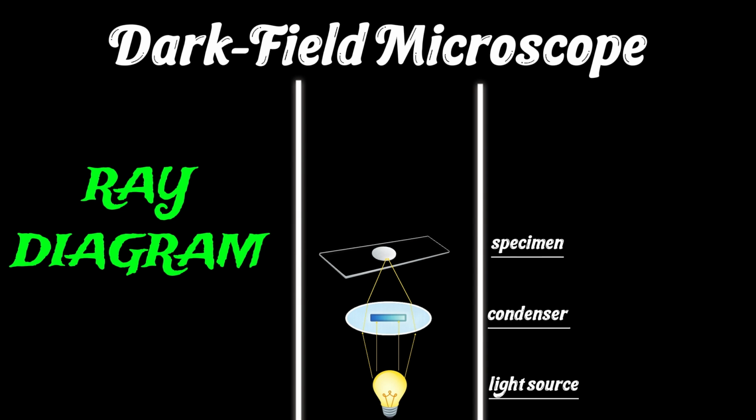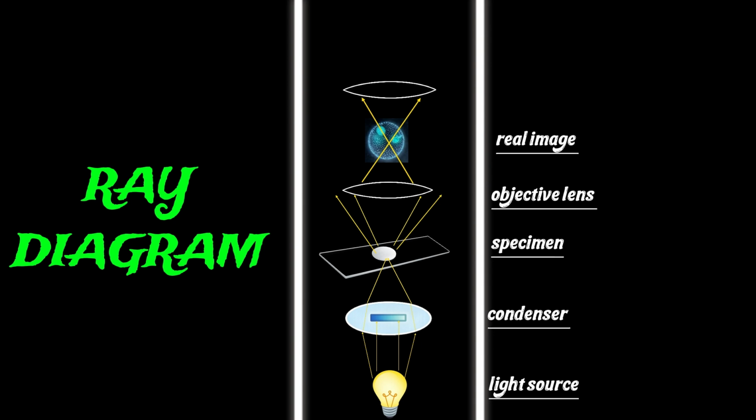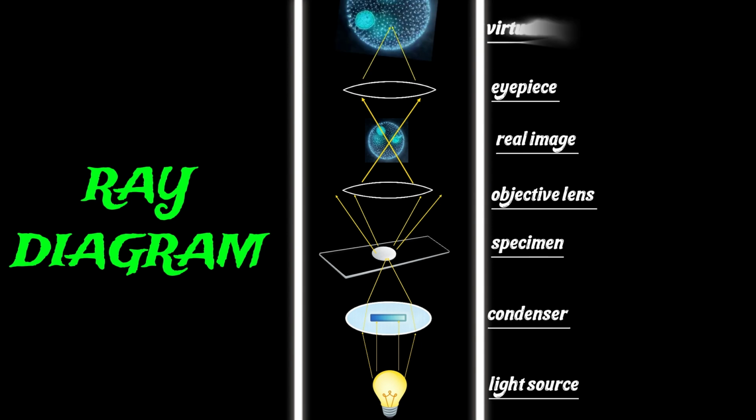When the hollow cone of light strikes the specimen, part of the light is reflected, refracted, and scattered in different directions. Some of these redirected rays now enter the objective lens. The objective lens collects these rays and refracts them to produce the first real, inverted, and magnified image inside the microscope tube. This real image then serves as the object for the ocular lens, or eyepiece. The eyepiece further magnifies the real image and forms the final virtual image that we observe through the microscope.